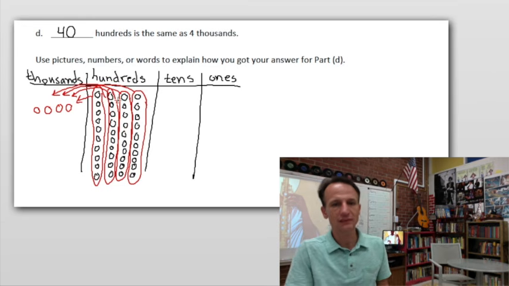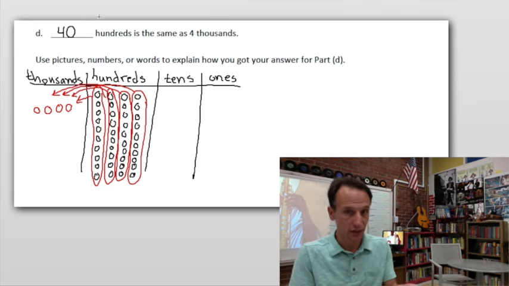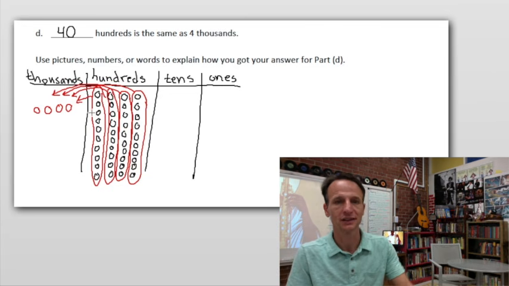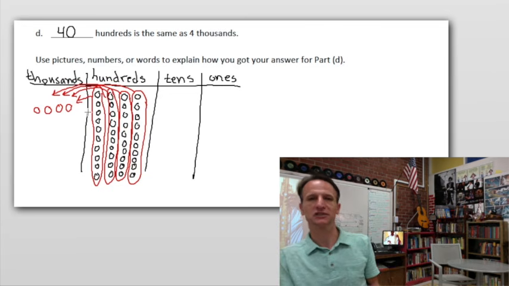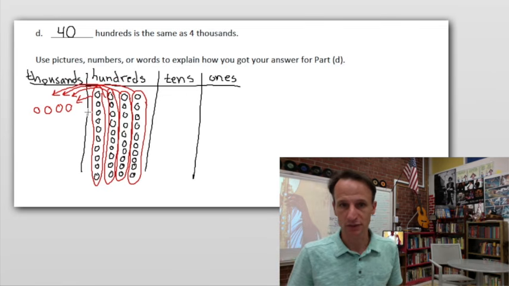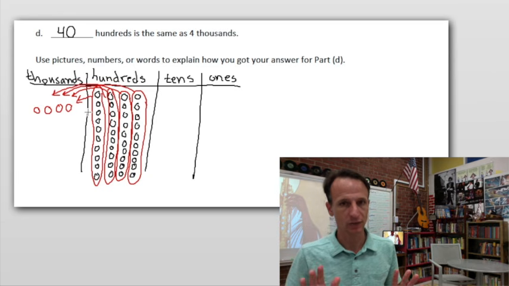So do you see now, look, 10, 20, 30, 40 hundreds is the same as 4 thousands. There they are. It's beautiful. Isn't mathematics beautiful? I just want to pinch its little cheeks. All right, well, don't worry. We still have some more to do. It's not over yet. Homework time is not done.